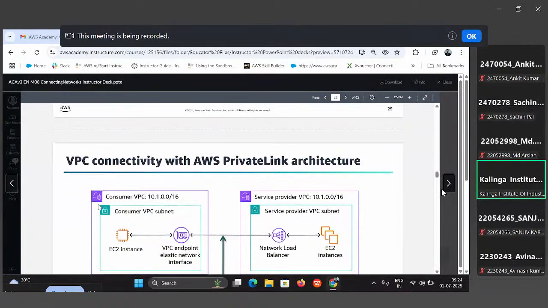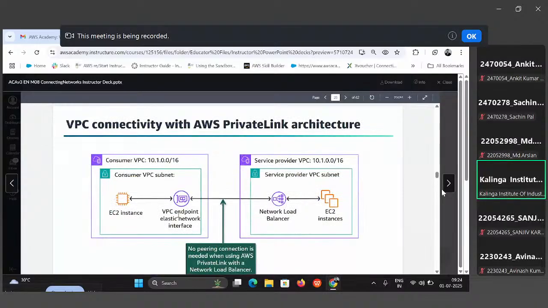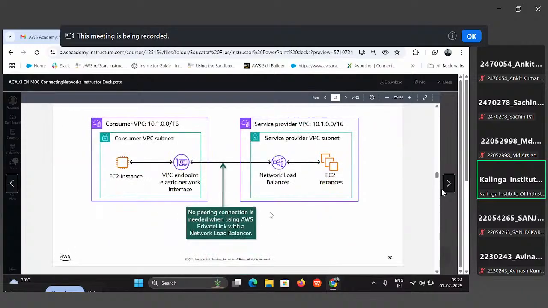And here you can see there is VPC connectivity with the AWS PrivateLink architecture. We have one VPC for the particular customer VPC subnet, where you can see instances, and we have a VPC endpoint elastic network interface. Similarly, we have a network load balancer, which is connected to the instances and which will be under the service provider VPC subnet. So this is your service provider VPC, another is your customer VPC, and you are connecting both. Here no peering connection is needed when using AWS PrivateLink with the network load balancer, because we have connected two things.